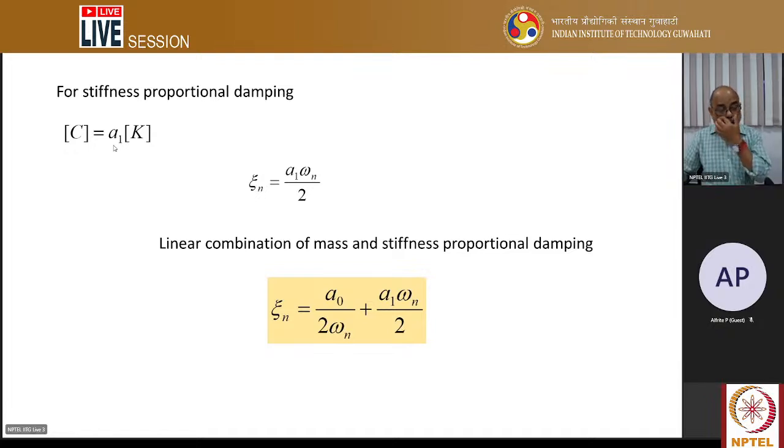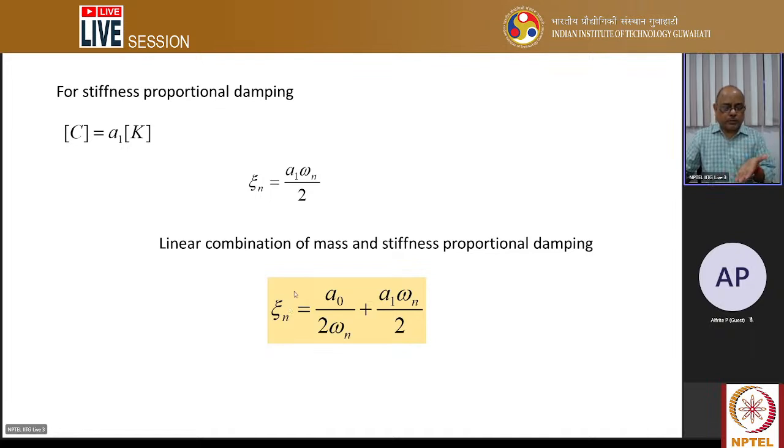A1 is the constant of proportionality, and we can find that the damping in the nth mode is nothing but A1 ωn divided by 2. So combining this mass and stiffness proportional damping, one can write that the damping in the nth mode is the unknown constant A0 divided by 2ωn plus A1 ωn divided by 2. Here ωn is the natural frequency in the nth mode and ξn is the damping ratio in the nth mode.